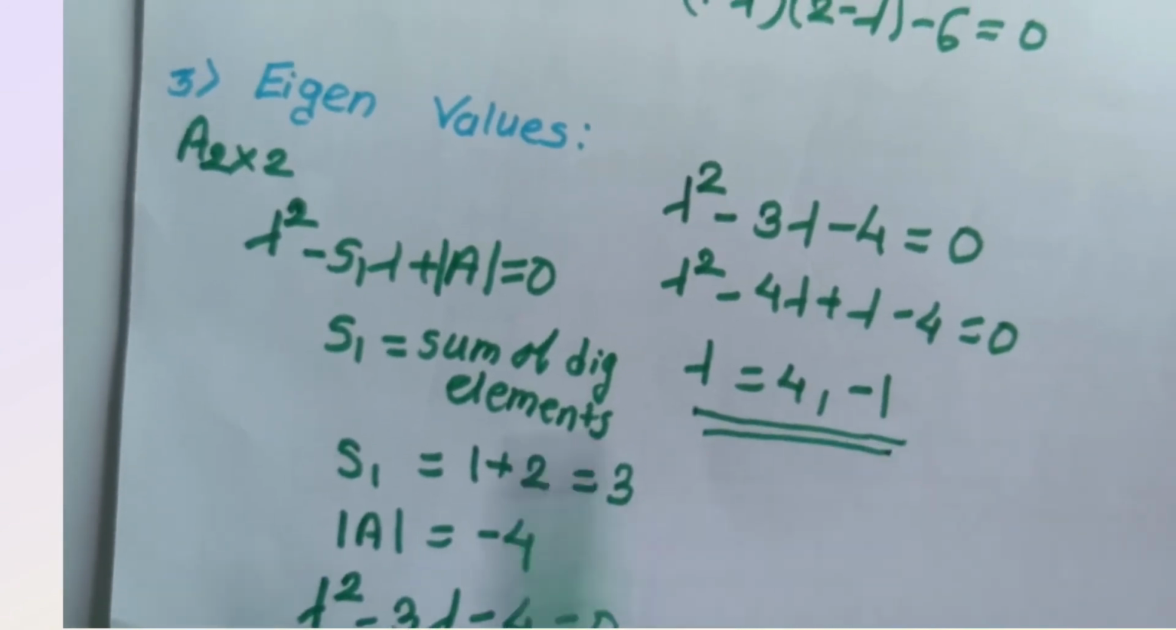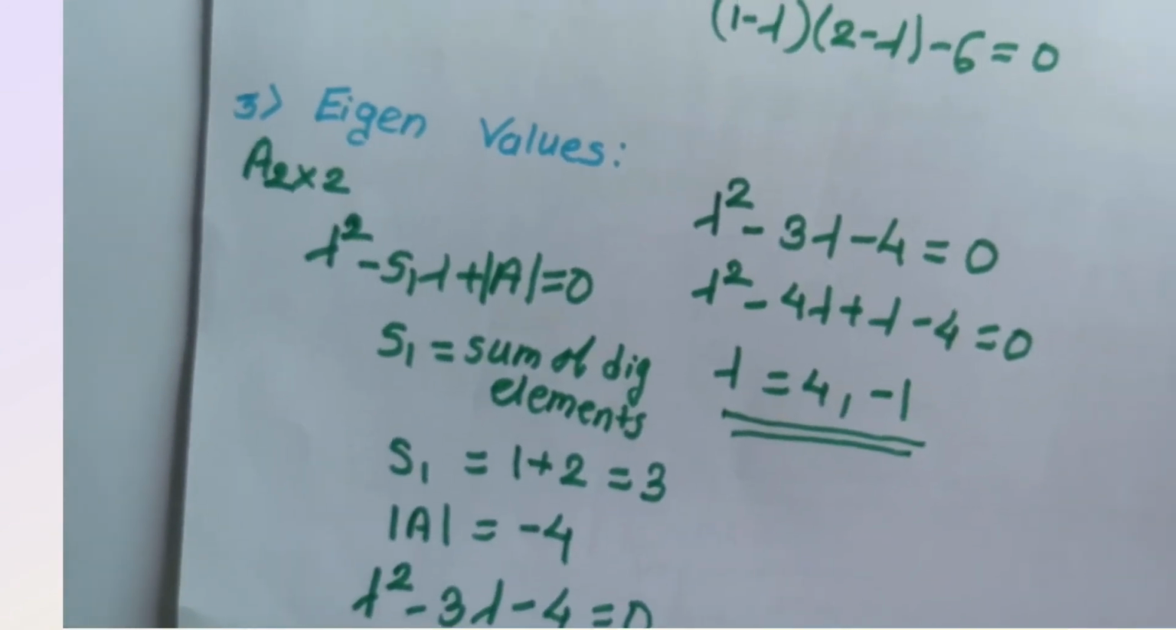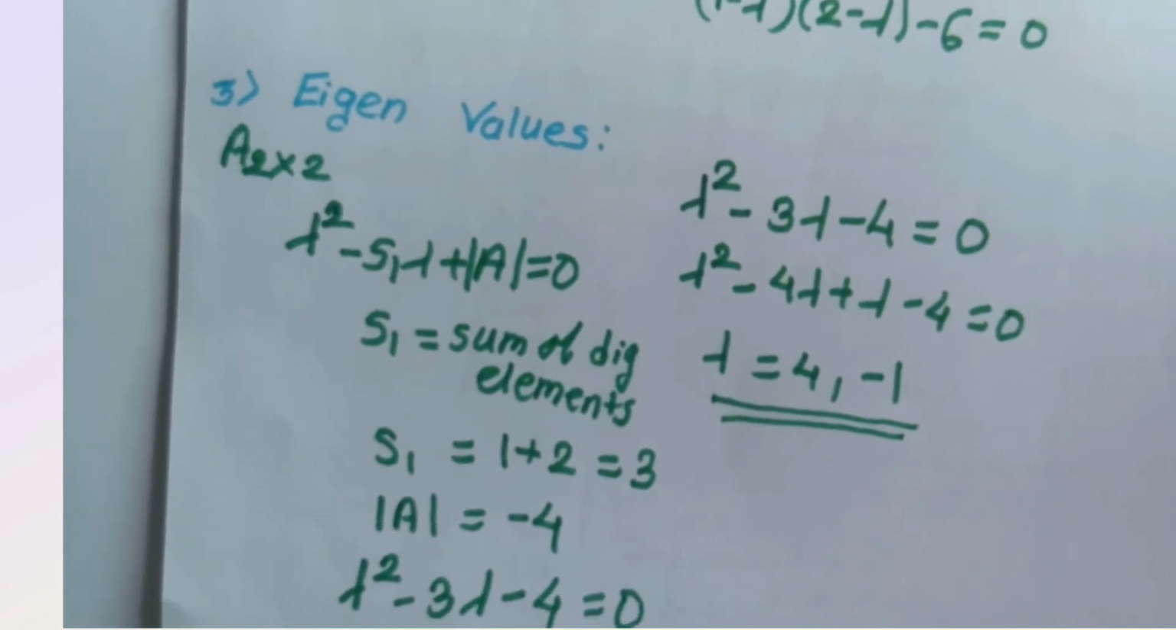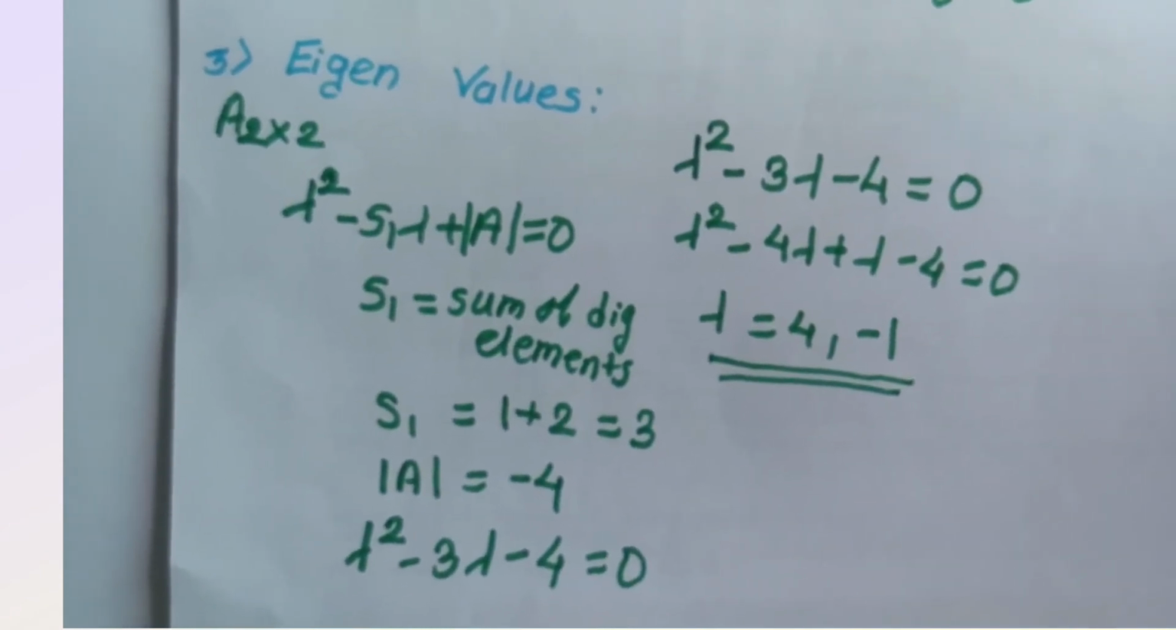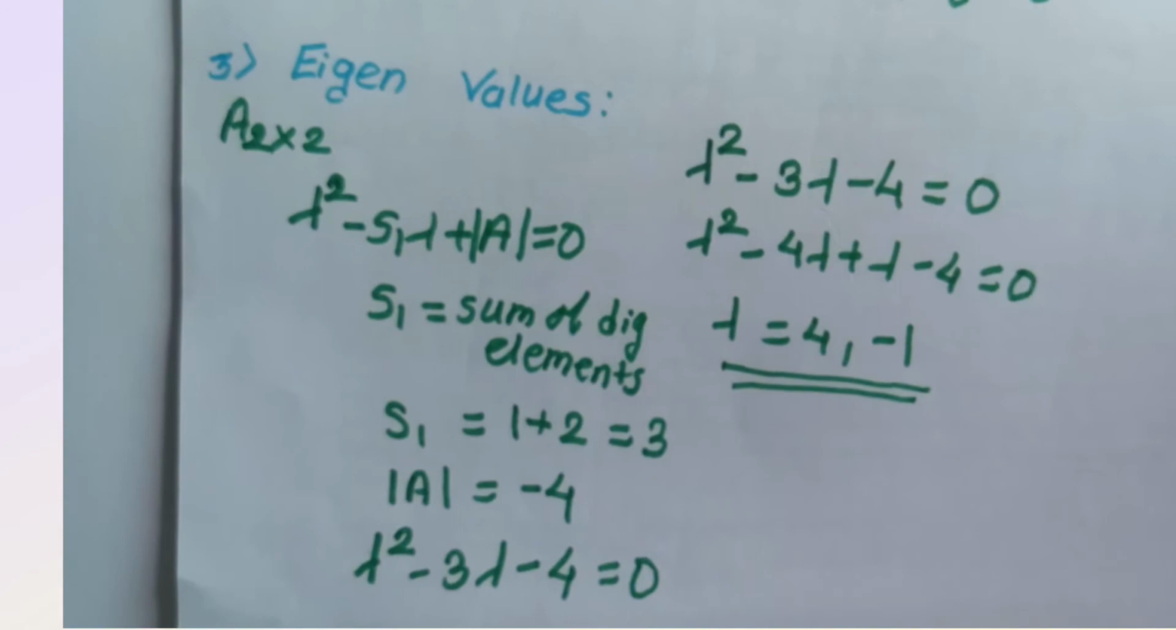The eigenvalues of the given matrix A are 4 and minus 1. Now we see how to find the characteristic equation for a 3x3 matrix. For that, I am taking the matrix A of order 3x3.